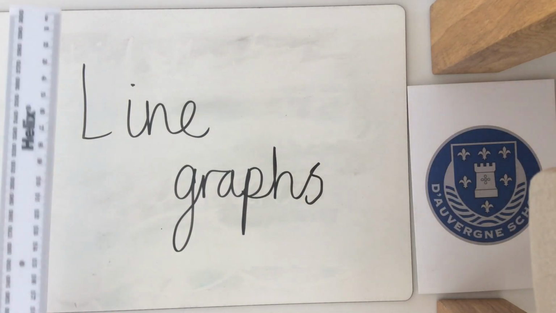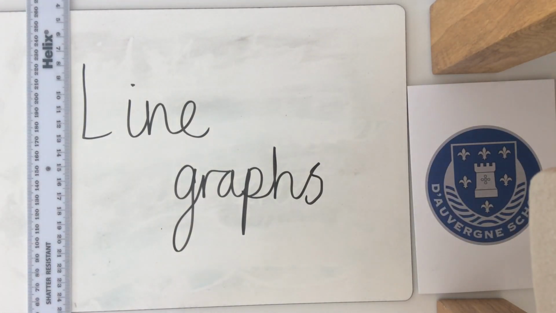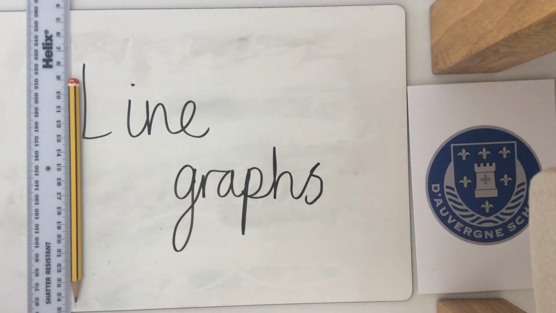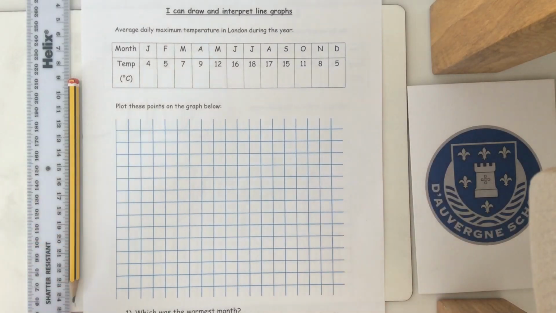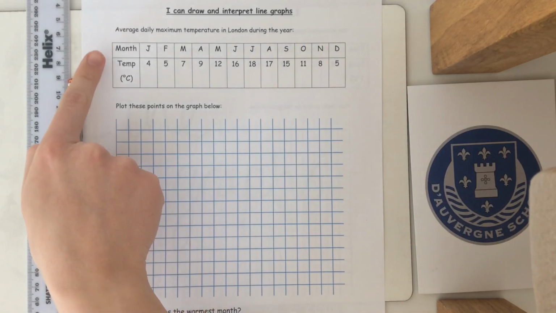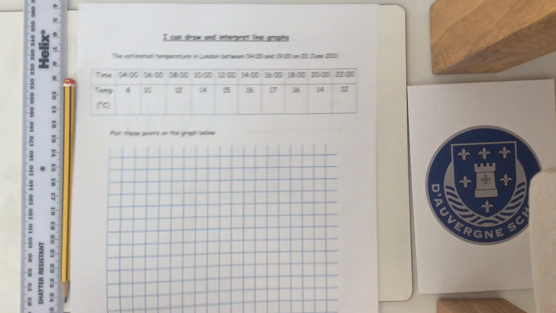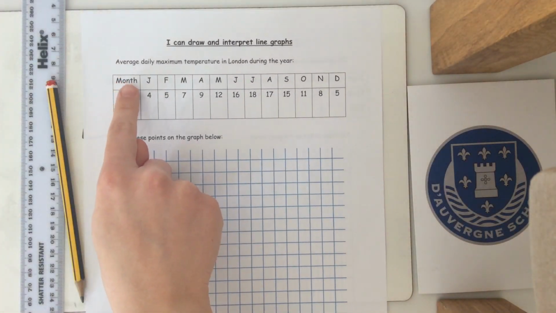Therefore, it's really important that for this tutorial you have a ruler and a sharp pencil. We're going to be focusing this tutorial on this sheet here, which went home in Year 4's pack for the first week. Okay, we're going to be looking at the one with the months and the temperature on. There is one on the other side. We're looking at the months sheet.